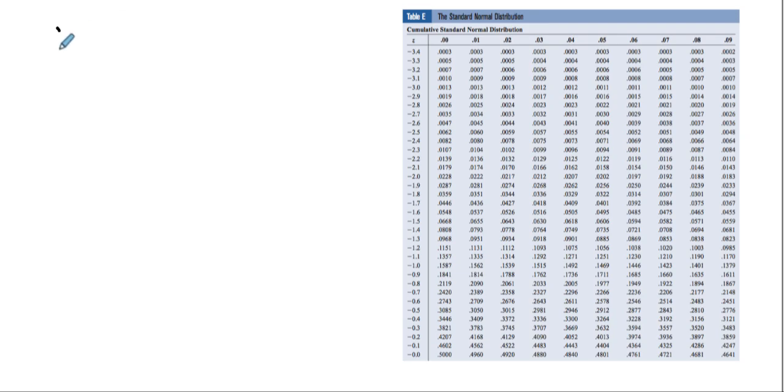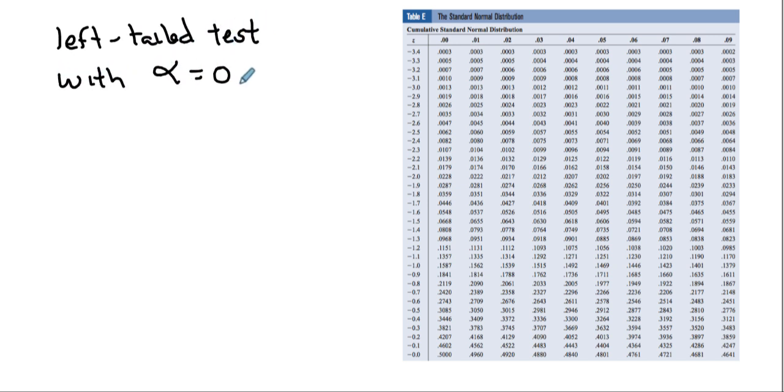For example, let's say we wanted to find the critical value for a left tail test with an alpha of 0.05. So since it's a left tail test, I just need to find 0.05 within this table. It's halfway in between these two values. So I'm going to, of course, round up, and I'm going to state my critical value as negative 1.65.